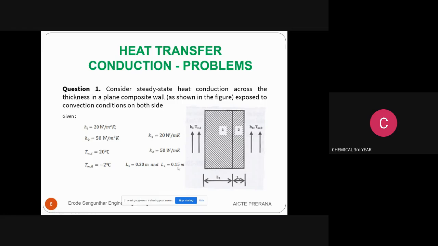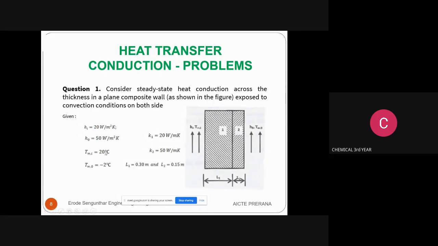If not, you have to convert to SI units. Here watt per meter square Kelvin is in SI units, watt per meter Kelvin is also in SI units, and meter is also SI. But here, check 20 degrees Celsius and minus 2 degrees Celsius. We have to change degrees Celsius to Kelvin. If we take 20 degrees Celsius plus 273, we have 293 Kelvin. Then 273 minus 2 gives 271 Kelvin.